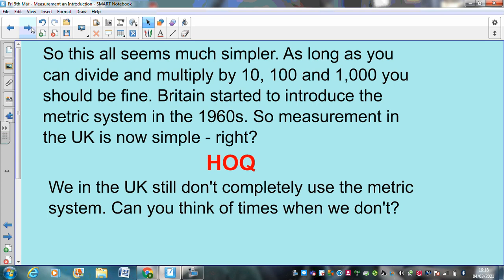Britain started to introduce the metric system back in the 1960s, so measurement in the UK is now simple, right? Maybe not, because we in the UK still don't completely use the metric system. Can you think of times when we don't use centimetres, kilograms, or kilometres, or millilitres and litres? Have a think now.